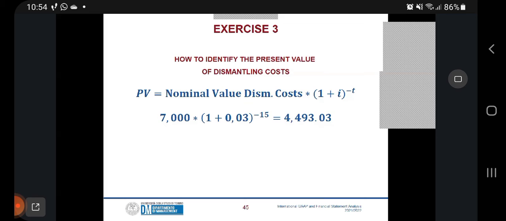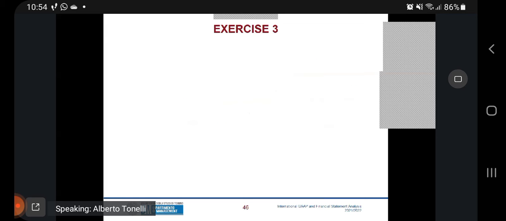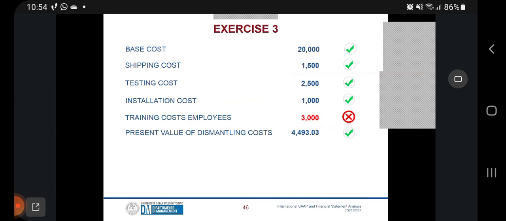And let's go. The final value of the asset will be 29,493, which is the initial amount of the plant at the 1st July year 1, when the company has to recognize this value.